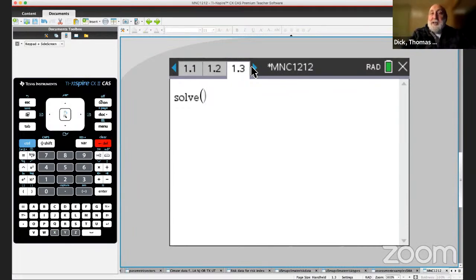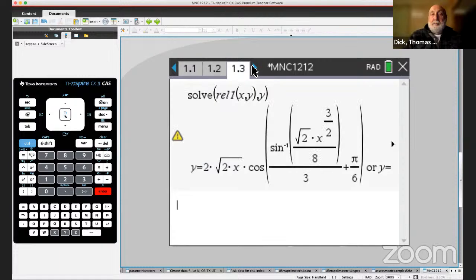I'm going to try something here. I've already labeled that equation rel1 of x, so let me go ahead and just put in rel1 of xy. And that is an equation. I want to solve that equation for y. And let's see what we get. Oh my gosh.